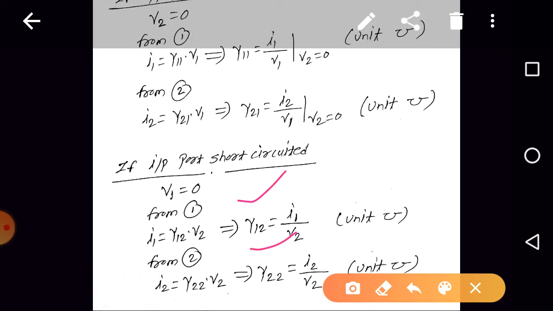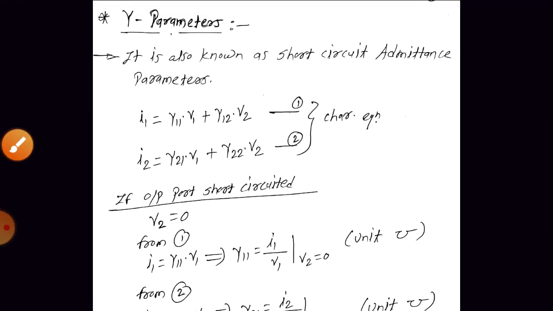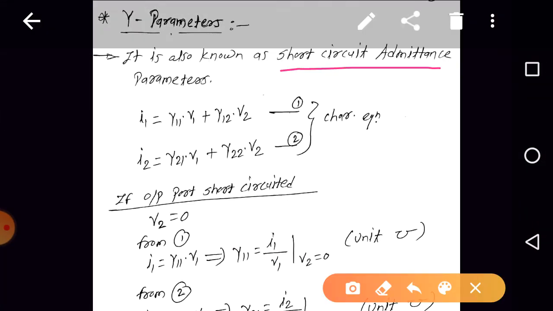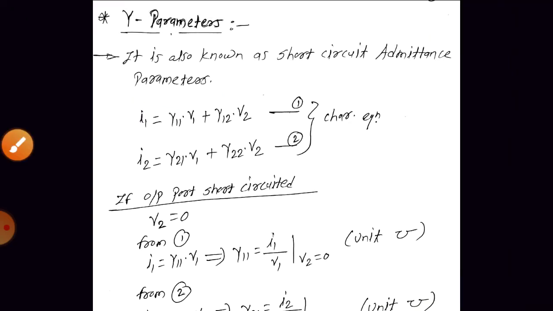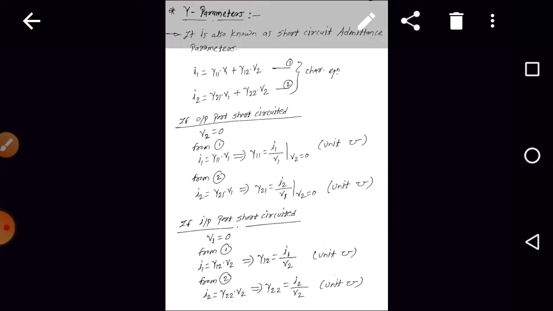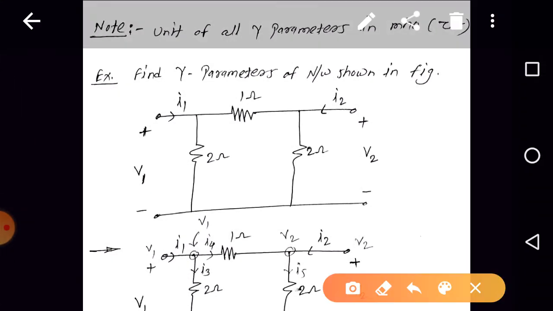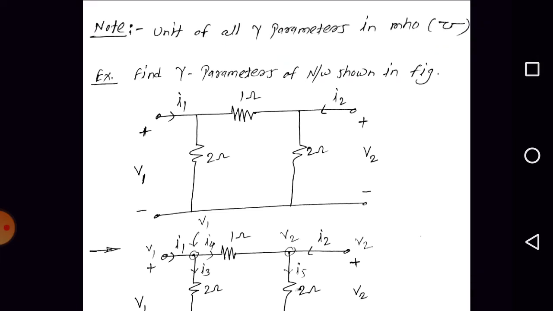For Y12 and Y22, we need to short circuit the input port. That's why these are known as short circuit admittance parameters. Next, a very important point: the unit of all the Y parameters is mho.